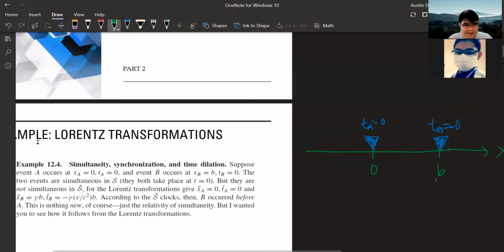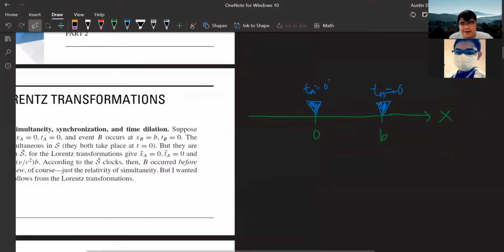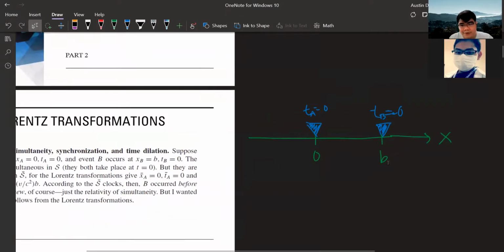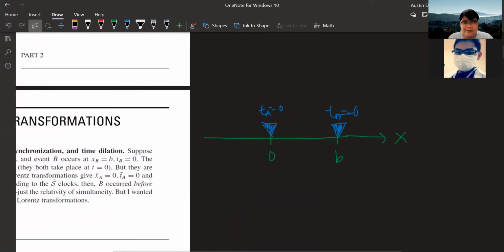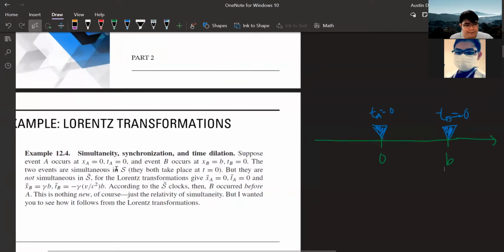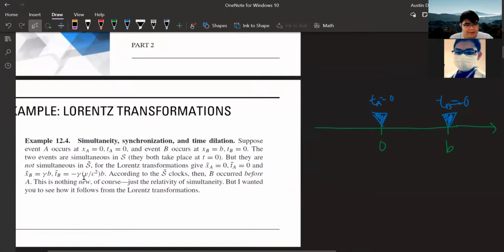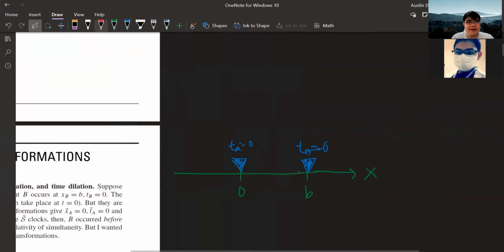The two events are simultaneous in S. Siyempre, TA and TB is equal to 0. Therefore, sa paningin ng non-moving reference frame, makikita natin na sabay mangyayari yung dalawang events, A and B. But they are not simultaneous in some reference frame S bar. Alam na natin to, walang bago dito. Pero tingnan natin kung ano pa yung matututunan natin. Let's say we have a moving reference frame.